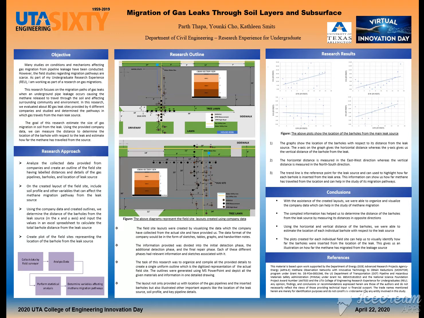As part of my research experience for undergraduates, I was working with the civil engineering department on a study of gas migrations, primarily methane. I was lucky to be part of such a fantastic team, and being guided by them made me understand many aspects of the real civil engineering world. The goal of this research is to estimate the size of gas migration in soil from the leak source. We are able to find the migration pathway by finding the location of each inserted bar hole with respect to the leak. This gives us an idea of how far the methane has traveled when an underground pipe leakage occurs.